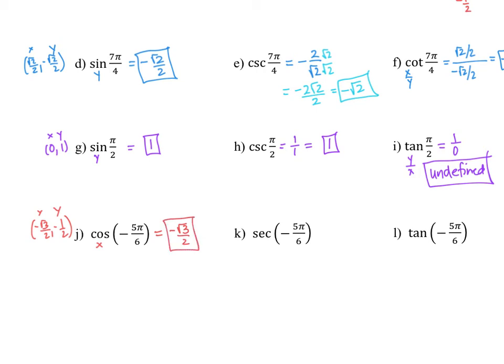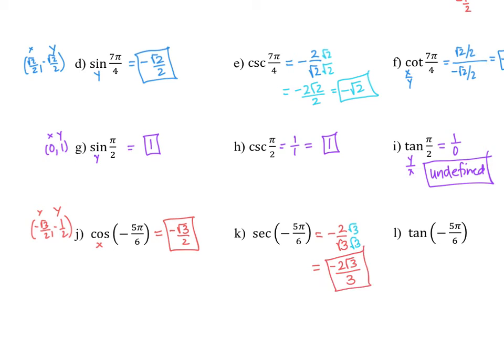Secant is the reciprocal of cosine. So if I know the cosine is negative root 3 over 2, let's reciprocal this. And I'm of course not going to leave it like that with a radical in the denominator. Okay, negative 2 root 3 over 3 times 3 is 9. The square root of 9 goes down to 3. This is a better answer because it's rationalized.